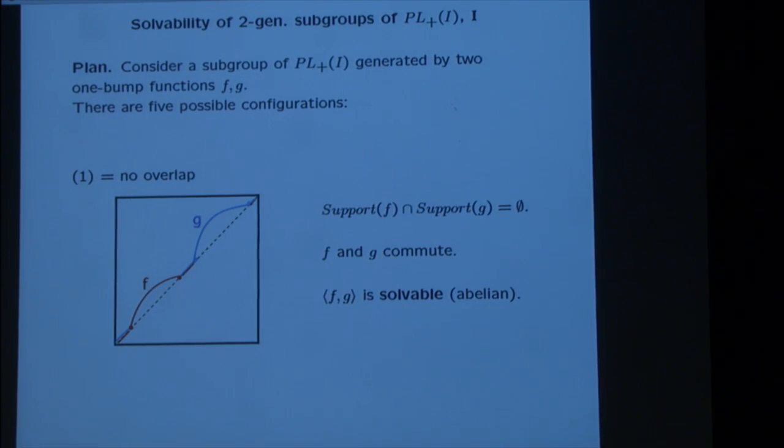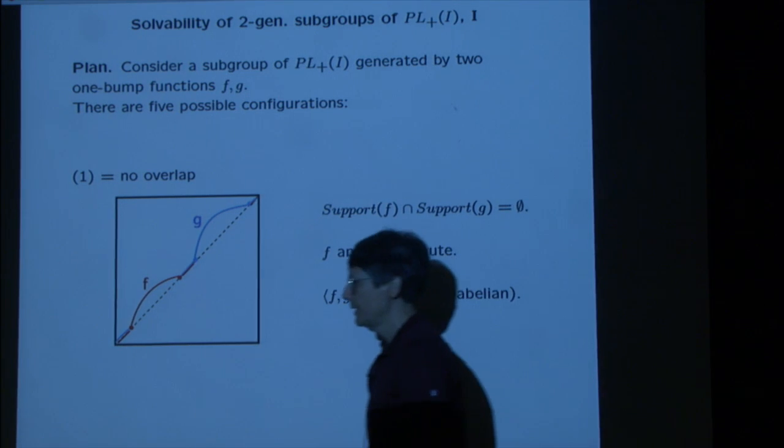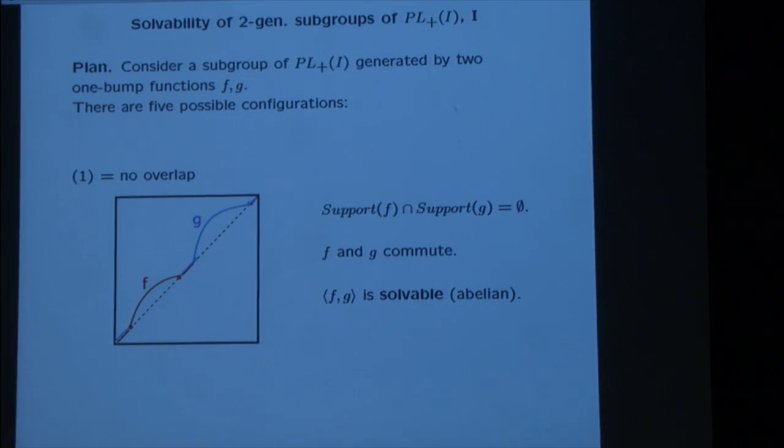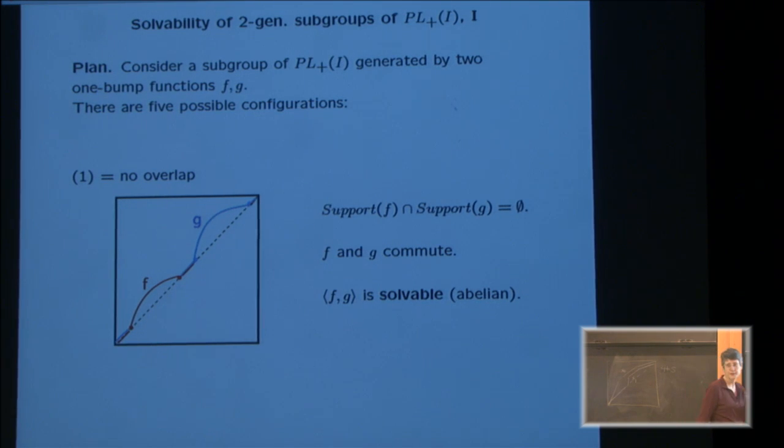Okay, so my plan for what I want to prove to you, in some sense, is that we can recognize who's solvable and who's not when my generating set consists of 2 one-bump functions and nothing else. So just a very special case. Or, a special seeming case. In fact, it's going to contain all the information that we need for anything. So I'm going to start with 2 one-bump functions F and G.